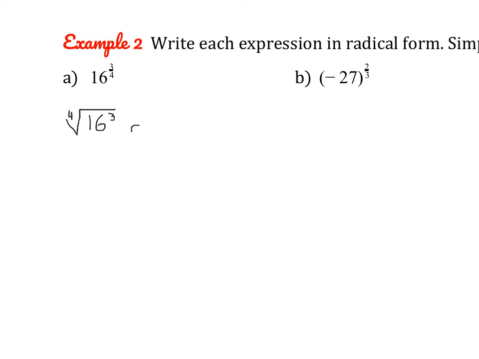Or we could also say the fourth root of 16, cubed. Either way is fine. We can actually simplify this. The fourth root of 16 is actually 2, because 2 times 2 times 2 times 2 is 16. So this becomes 2 cubed, which is 8. By rewriting this as a radical expression, it does make it easier for us to simplify. Again, the fourth root of 16 is 2, and then we cube it, getting 8.